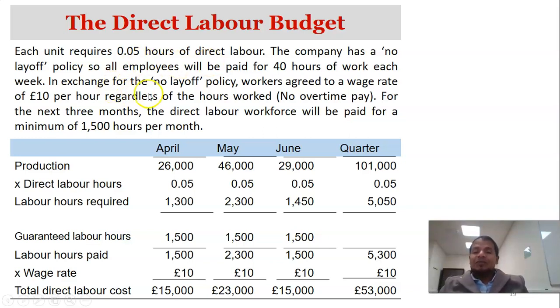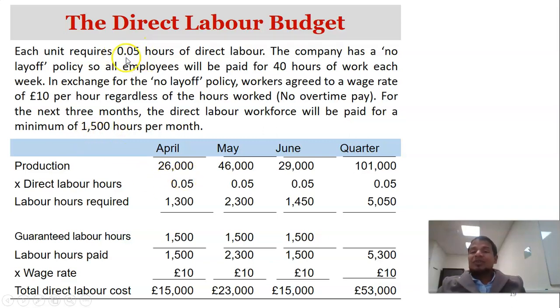In exchange for the no layoff policy, workers agreed to a wage rate of £10 per hour, regardless of the hours worked. There is no overtime pay. For the next 3 months, the direct labor workforce will be paid for a minimum of 1,500 hours per month. So how much labor do we actually need? This is the guaranteed payment that we have to pay.